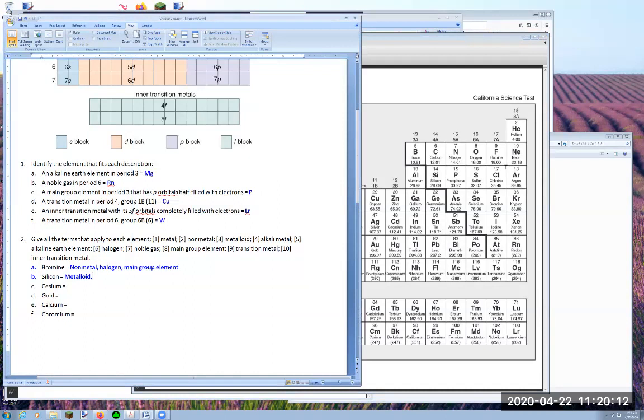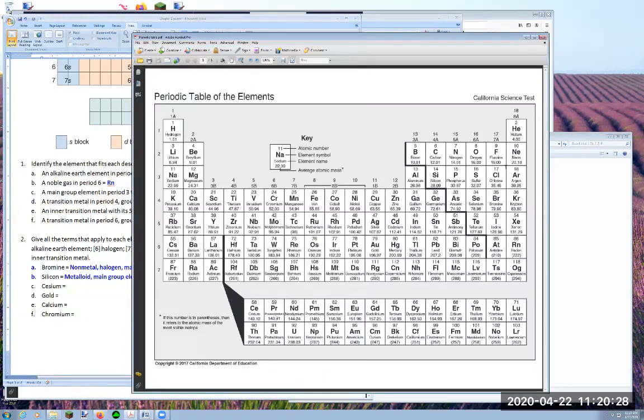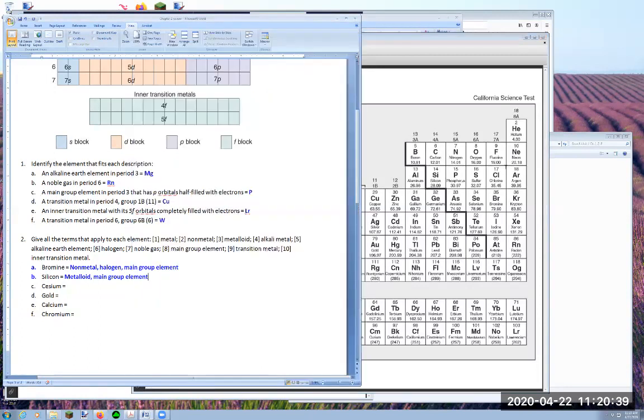Well, look, remember, main group elements are elements in the A group. So yes, it's a main group element because it's in group 4A. And transition metal, no, because these are the B groups. And inner transition metals, no, because these are the lanthanide and actinide on the bottom here. So that's it for silicon.